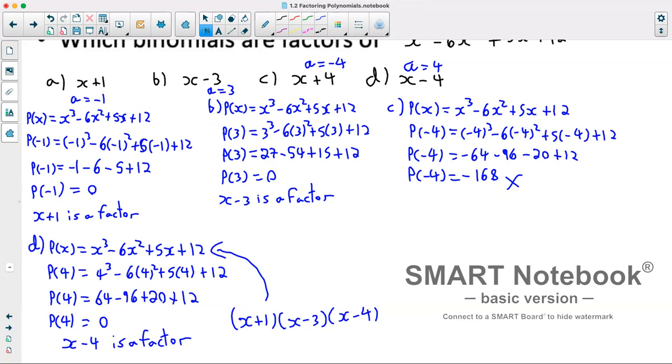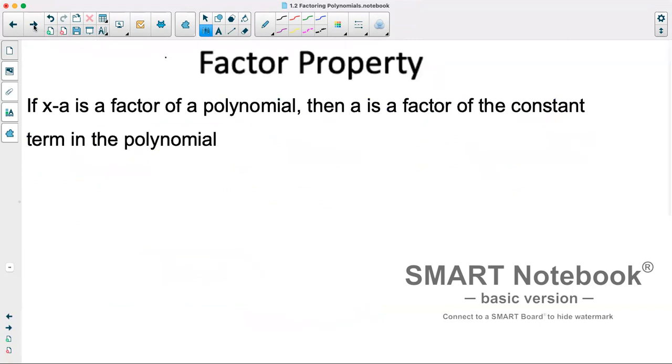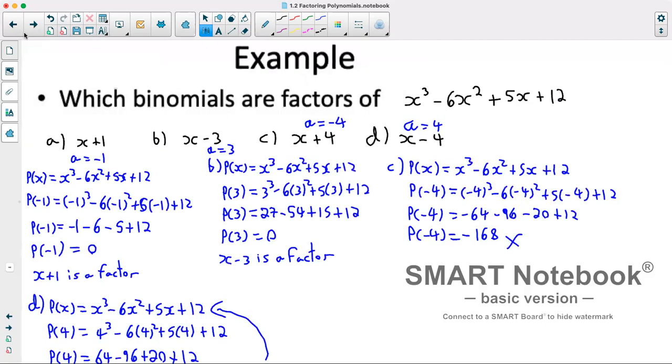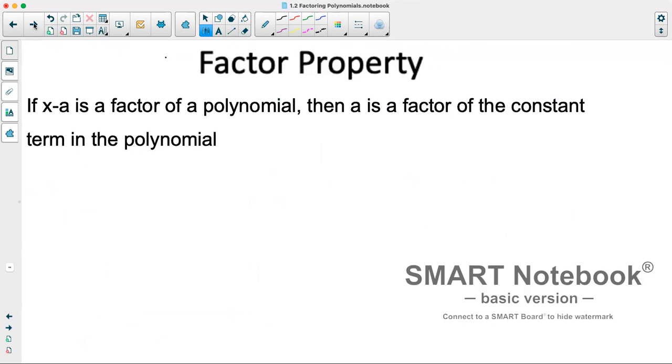So next, we'll look at, essentially, when we go to factor, how we should choose which binomials we should attempt to see if we can get 0 for remainder, so then we know how to factor. So we have what's known as a factor property. So if x minus a is a factor of a polynomial, then a is a factor of a constant term in the polynomial. So what you'll notice is this one we just did, our factors of 12 would be plus or minus 1, plus or minus 2, plus or minus 3, plus or minus 4. So all the ones that worked were listed in the factors of this 12. So once again, if x minus a is a factor of a polynomial, then a is a factor of a constant term of our polynomial.